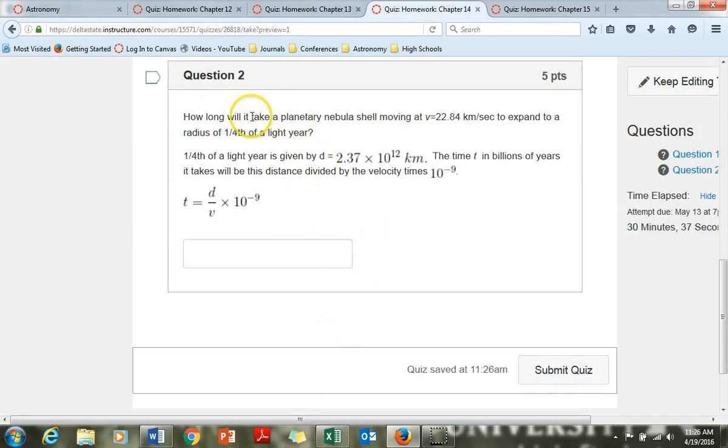Any questions on that one? Okay. Question 2 in chapter 14. How long will it take for a planetary nebula shell moving at 22.84 kilometers per second to expand to a radius of 1/4 of a light year? So 1/4 of a light year is 2.37 times 10 to the 12 kilometers. Time t in billions of years is that divided by the velocity, times 10 to the minus 9.